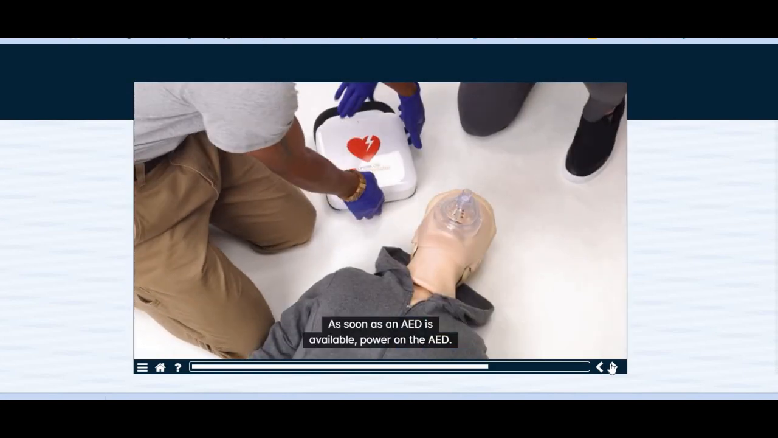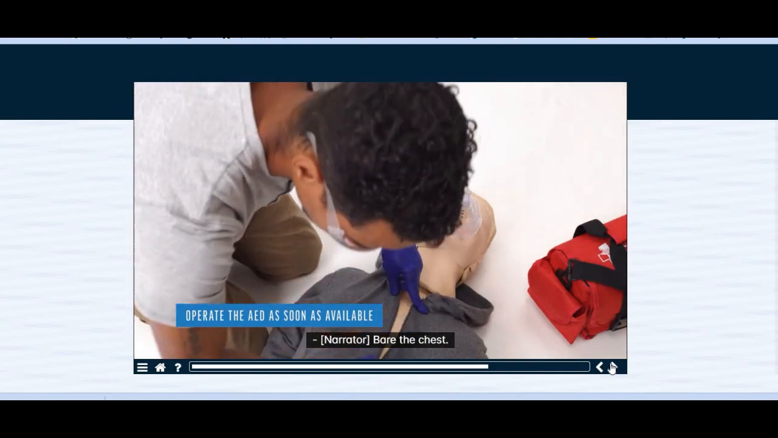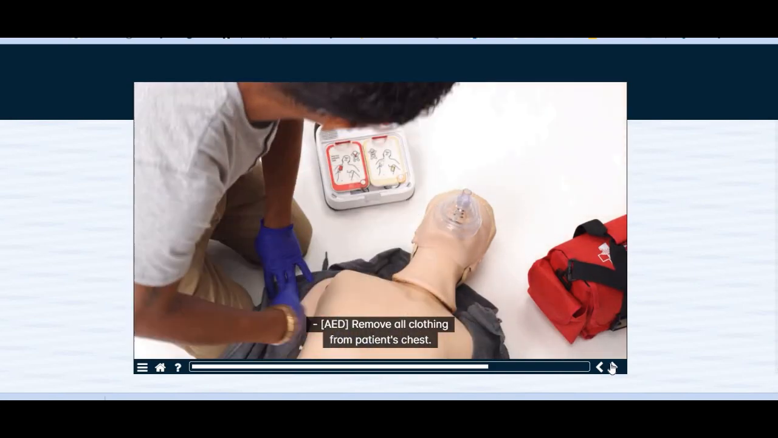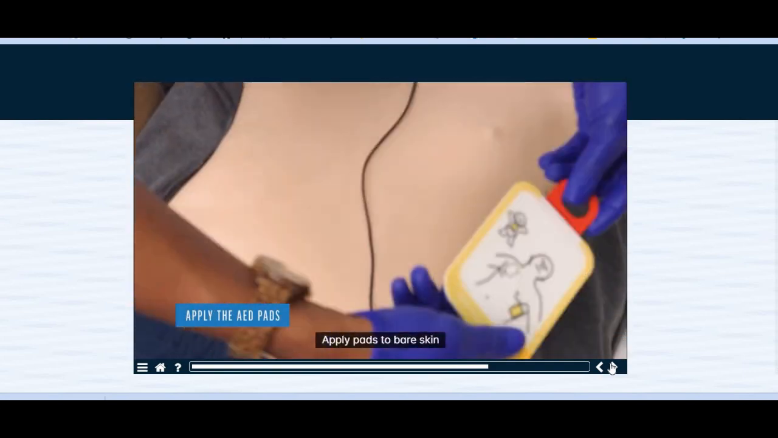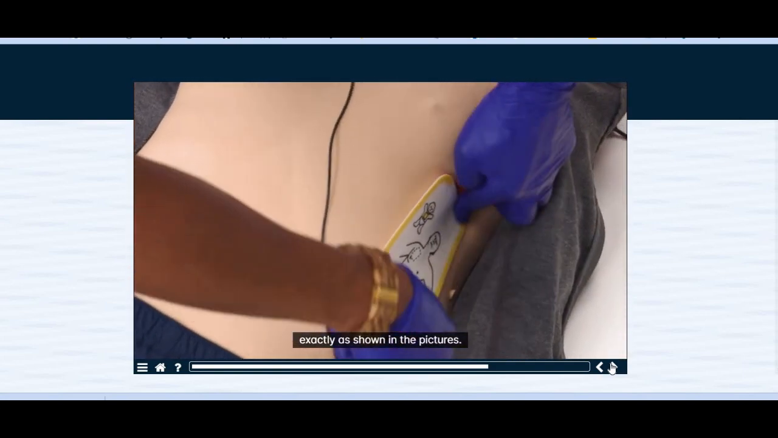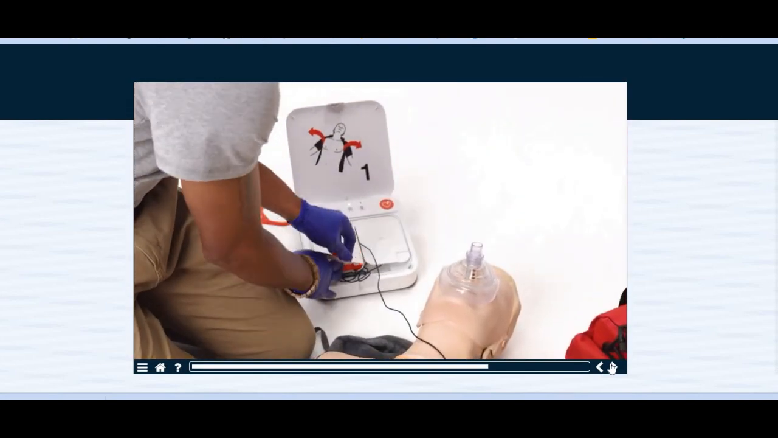As soon as an AED is available, power on the AED. Adult mode. Bare the chest. Remove all clothing from the patient's chest. Apply pads to bare skin exactly as shown in the pictures. Correctly apply the AED pads.